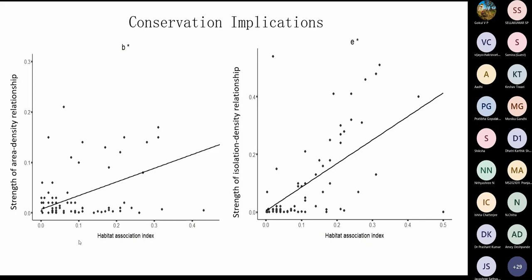But generalist species are somehow able to move across habitat patches because they feed on more resources, or they might be able to fly from one patch to another. So that's why they are not affected so much by the connectivity in habitat patches in the landscape.